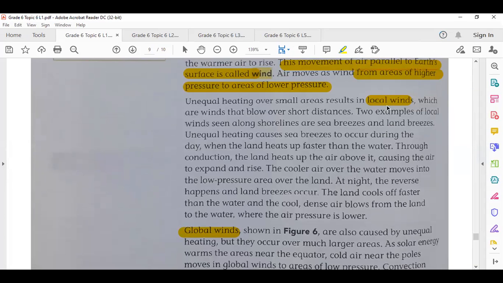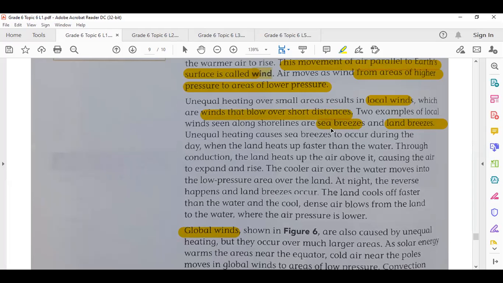Okay. Local winds means it is the wind that blows over short distances. For example, there are two examples of local winds: sea breeze and land breeze. No need for more details about land breeze and sea breeze. They are very important, but in the exam it's not important to know more details about them. But you have to know that sea breezes and land breezes are examples of what? Of local winds. Okay, so they blow over short distances.